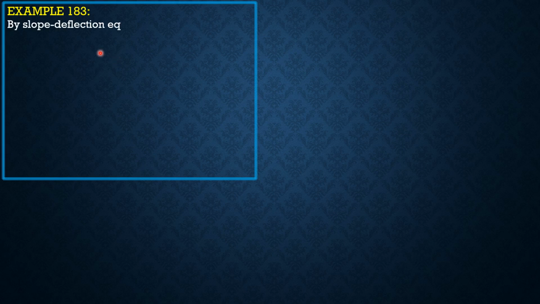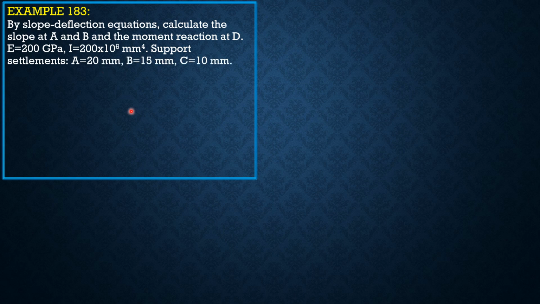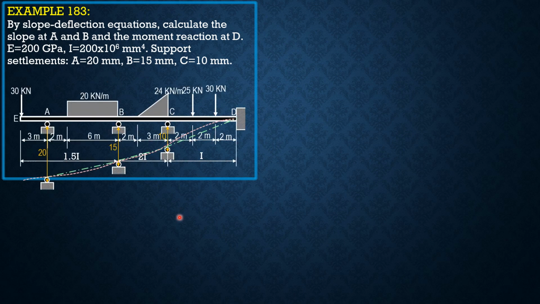This problem was also solved using three-moment equations, and let's solve it by slope deflection equations so that the answers can be verified. By slope deflection equations, calculate the slopes at A and B and the moment reactions at D. E is 200 gigapascals, moment of inertia 200 times 10 to the 6 mm to the 4th. Support settlements A 20 mm, B 15 mm, and C 10 mm as shown in the figure.